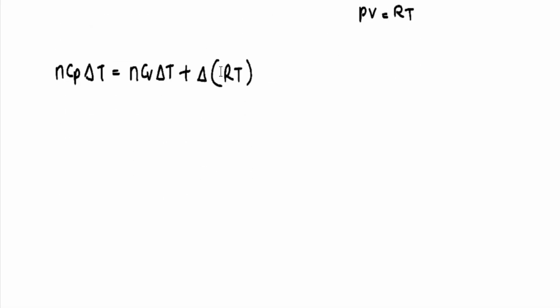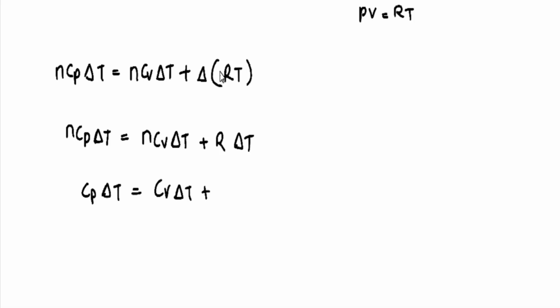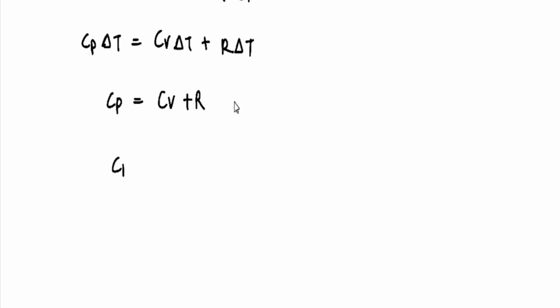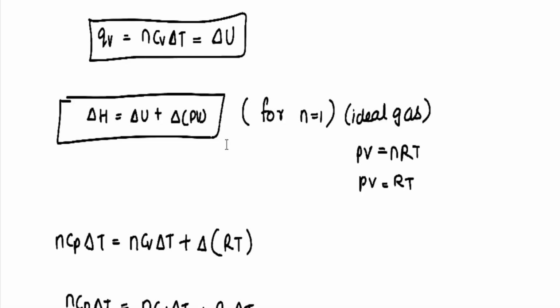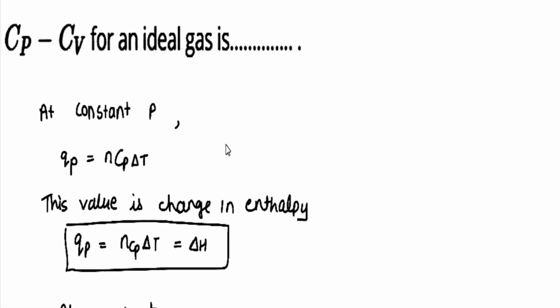Now the next step is n Cp delta T is equal to n Cv delta T plus R delta T. This R is constant, so we take it outside. Since it is given for 1 mole, the value of n will be 1, so Cp delta T is equal to Cv delta T plus R delta T. Since delta T is common, we will get Cp is equal to Cv plus R. Now the next step is Cp minus Cv is equal to R. So that is the final answer, that is Cp minus Cv is equal to R. I hope this answers your question.